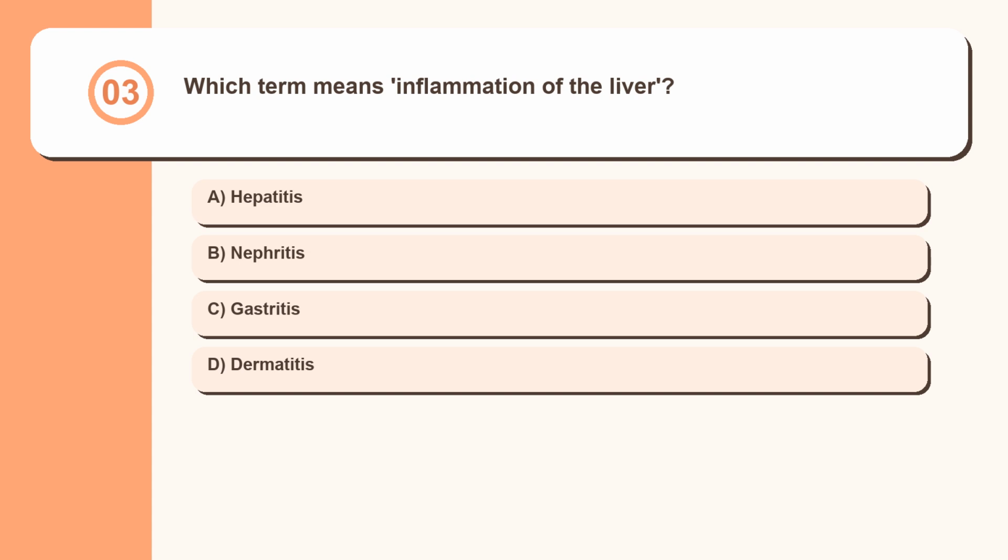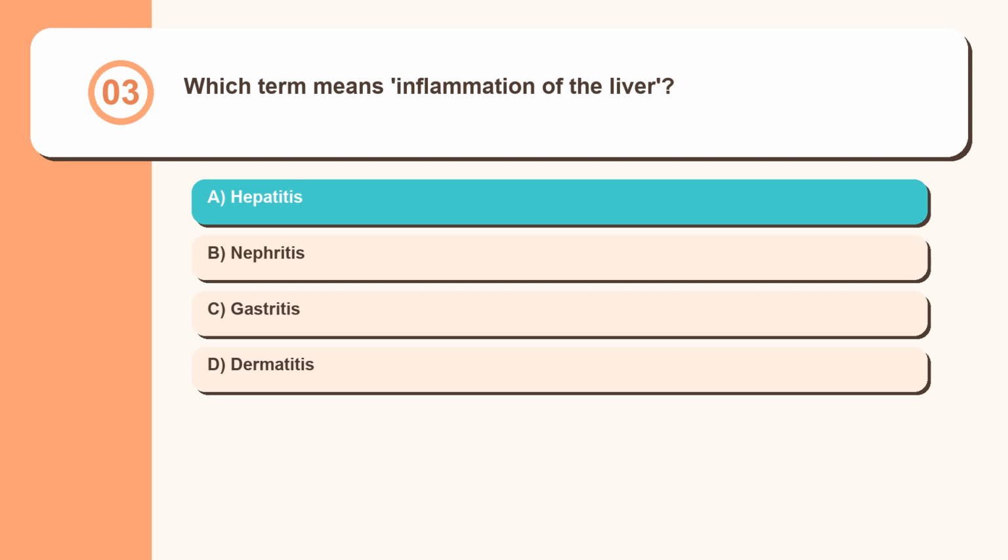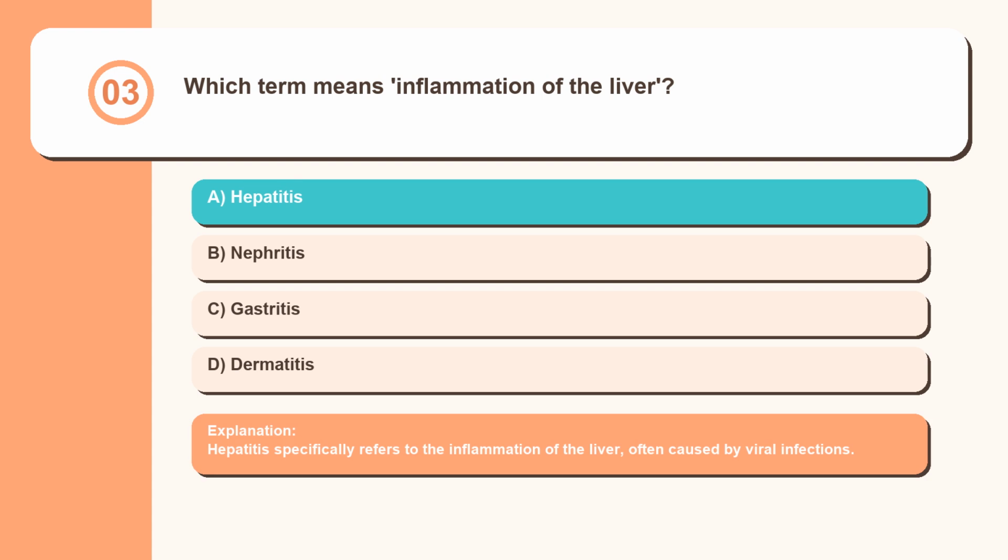Question 3. Which term means inflammation of the liver? Hepatitis, nephritis, gastritis, dermatitis. Hepatitis specifically refers to the inflammation of the liver, often caused by viral infections.